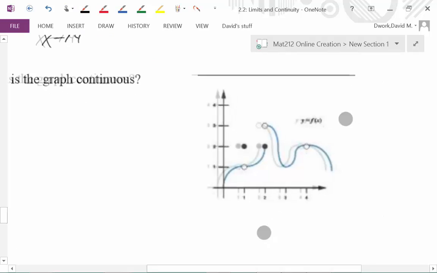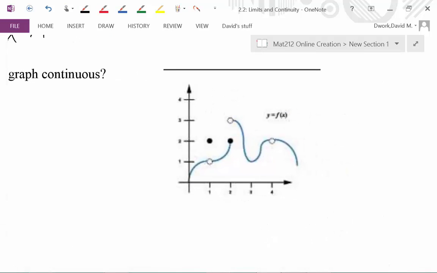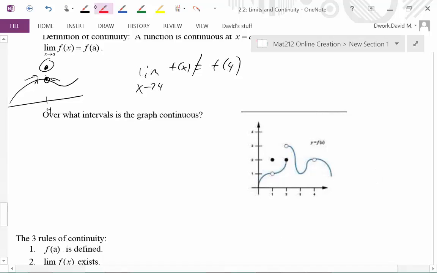So the idea is, even though you look at this graph and it is clearly not continuous, there are several places where it's not continuous. But even if it's not continuous, we can still talk about intervals over which it is continuous, because if you're doing something with it, you may not really care about the places where it's not continuous. You just care about where it is. So where is this graph continuous?